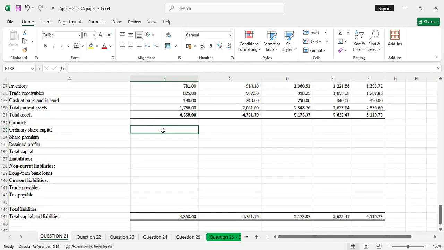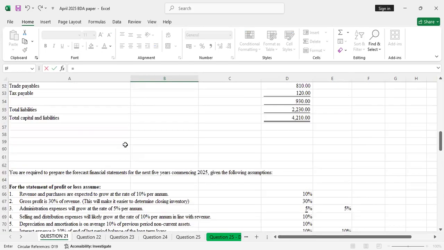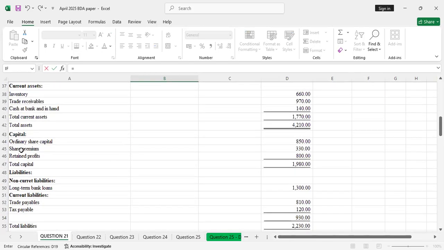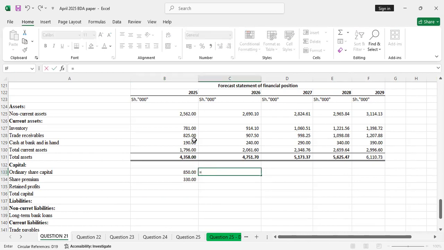So we go to ordinary share capital, under capital. So what did they say about ordinary share capital? So share capital and share premium will remain constant over the period. Yeah. So I'll just go back to the original ordinary share capital and copy that 850 and drag this to get the share premium, because I'm told they will remain constant. So they will be constant all through.